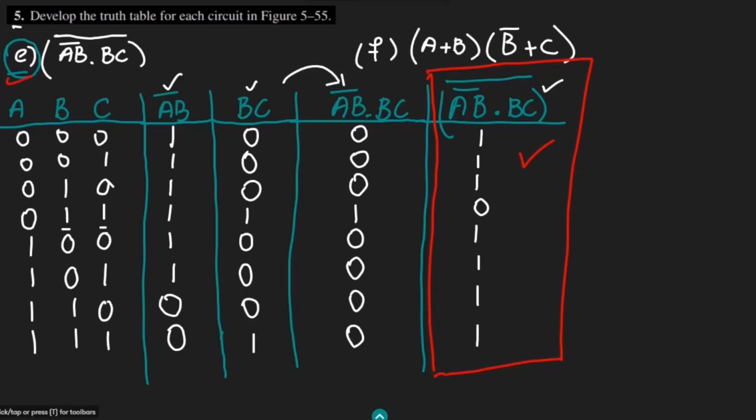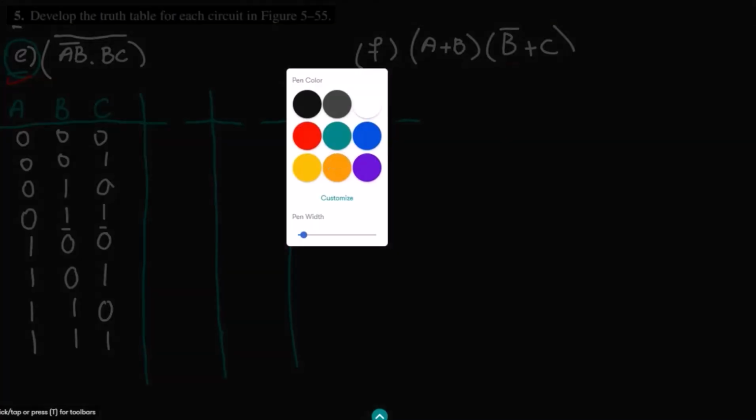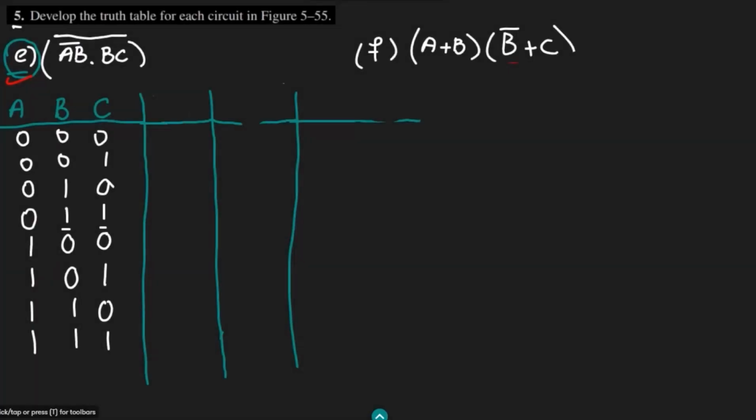Okay, similarly, now let me remove them and find the other expression which is here. Okay, so let me remove them. Now using the same combinations which we have here, because again we have three inputs A, B, C. So here first of all let me find A plus B, then B complement plus C, and here A plus B multiplied with B complement plus C. Okay, so that would be the output.